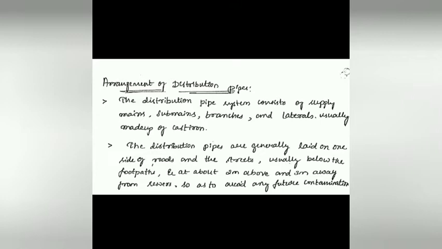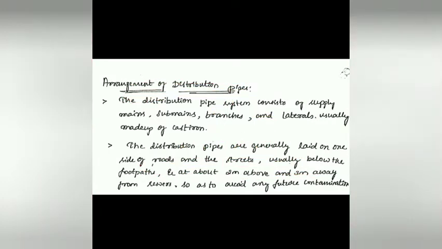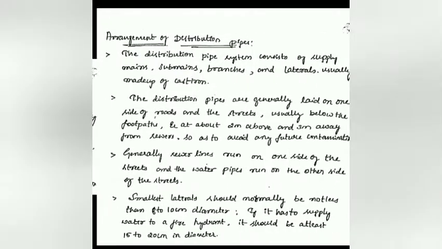The distribution pipes are generally laid on one side of the roads and the streets, usually below the footpaths and at about 2 meter above and 3 meter away from the sewers. So in case of the roadways, generally if this is the roadway, on the footpaths the pipelines will be laid. They will be around 2 meter above the ground and 3 meter if sewage pipelines are on another side. At least a 3 meter of distance should be there in order to avoid entry of the sewage into the water supply lines and also to avoid any future contamination of the water.